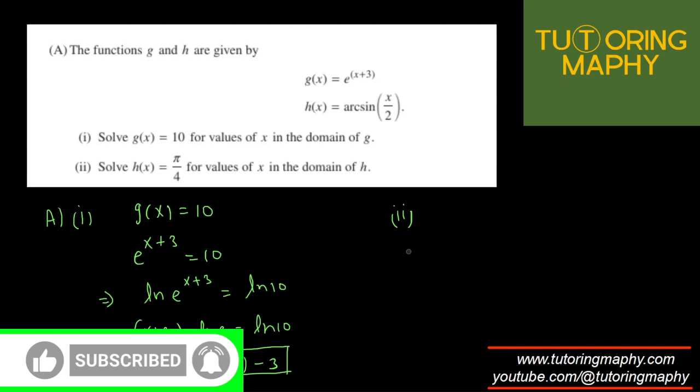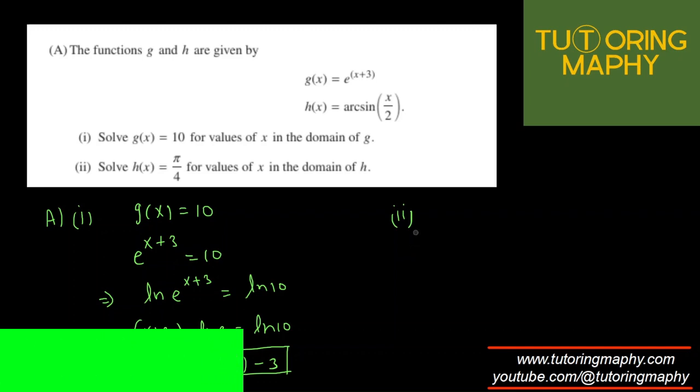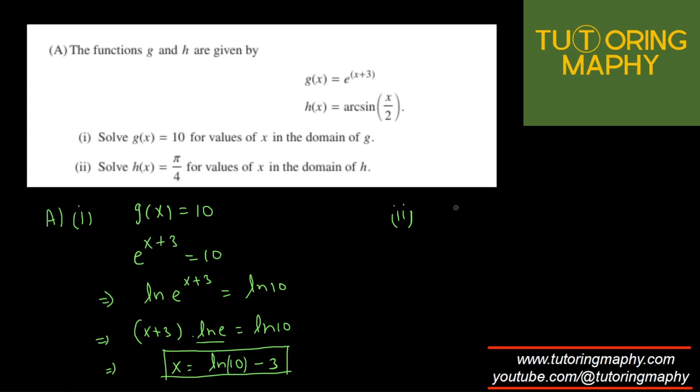Part 2 asks about h(x) equal to pi over 4 for all x in the domain of h. I'm given arcsine, or sine inverse. In fact, I can write this as a first step, that h(x) is equal to pi over 4. Now h of x, which is sine inverse of x over 2, is equal to pi over 4. And what should I do next?